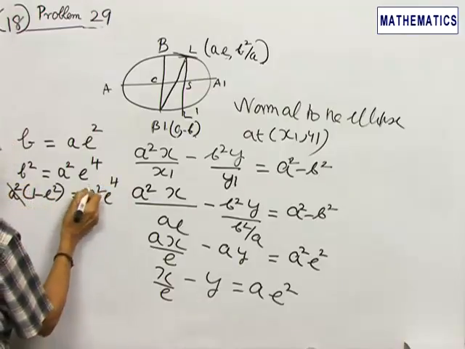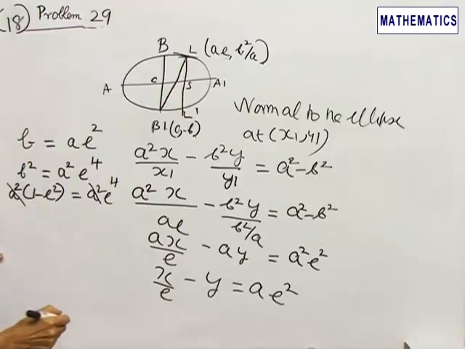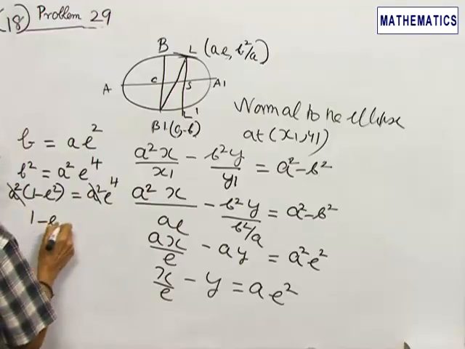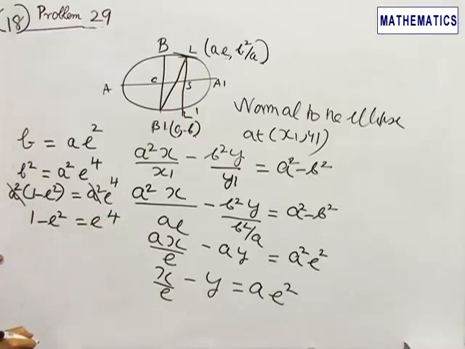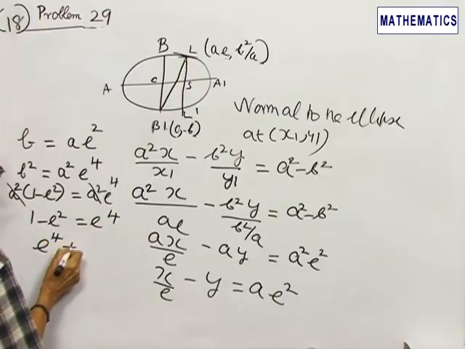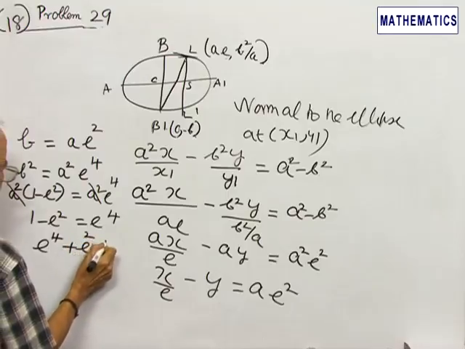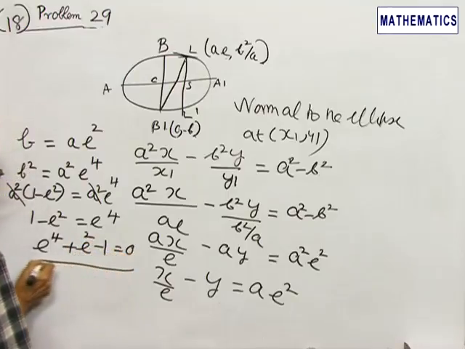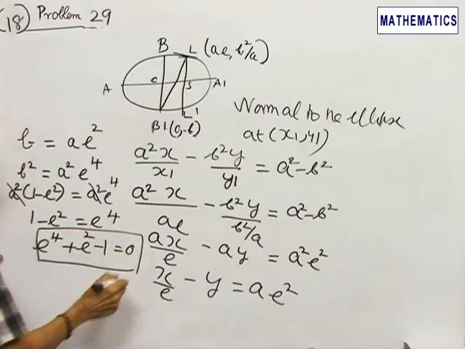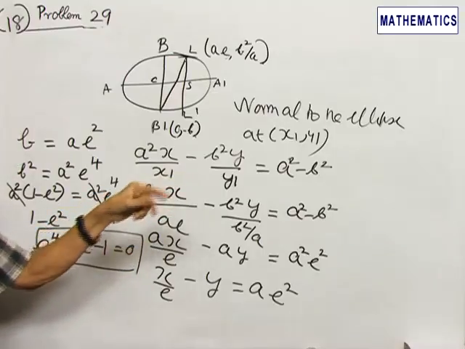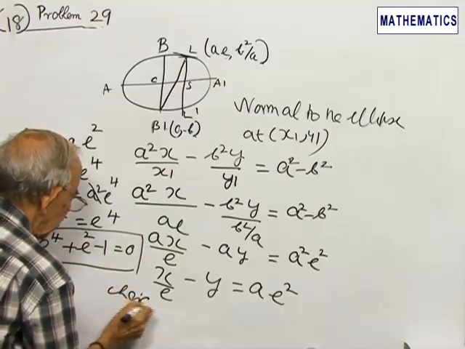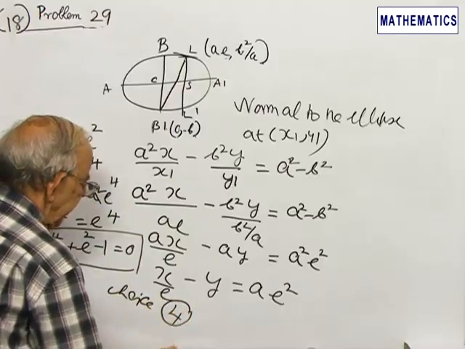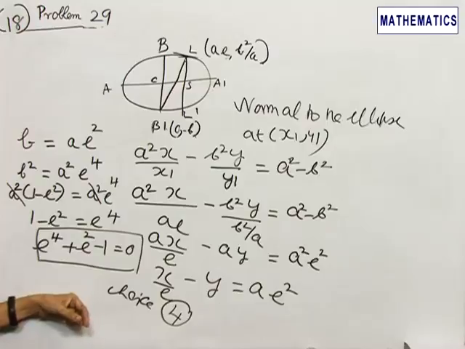So a squared gets cancelled on both sides. You get 1 minus e squared equal to e power 4. Transposing everything to the right hand side, e power 4 plus e squared minus 1 equal to 0. Looking at the 4 choices, you are able to see that choice 4 is the correct answer.